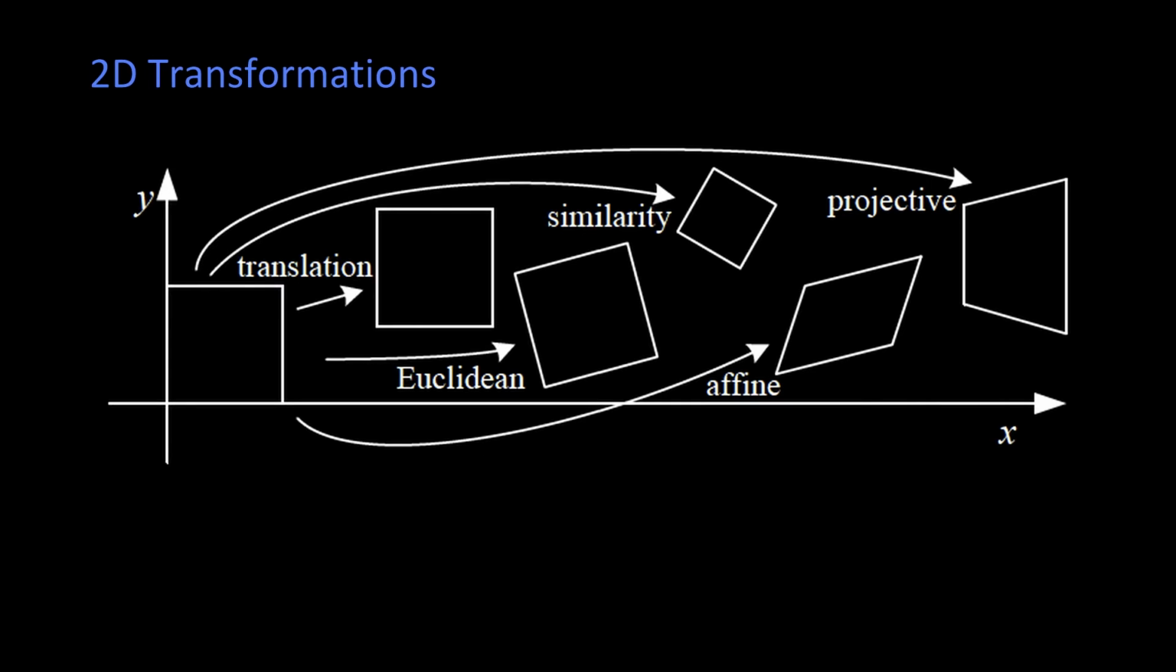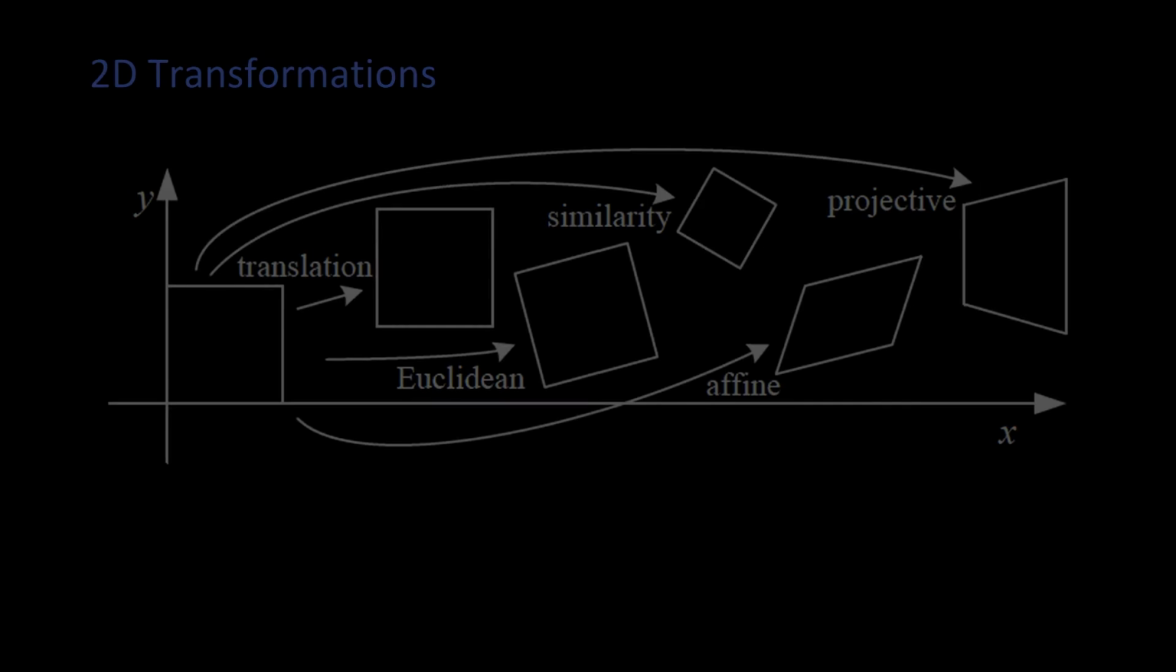On the bottom left-hand corner you have a square, and you can see you could just translate it. They call it Euclidean, but that's just a rigid transformation where you have the rotation and translation. You have similarity, affine, and projective. And we're going to talk about each of those in terms of the mathematics.